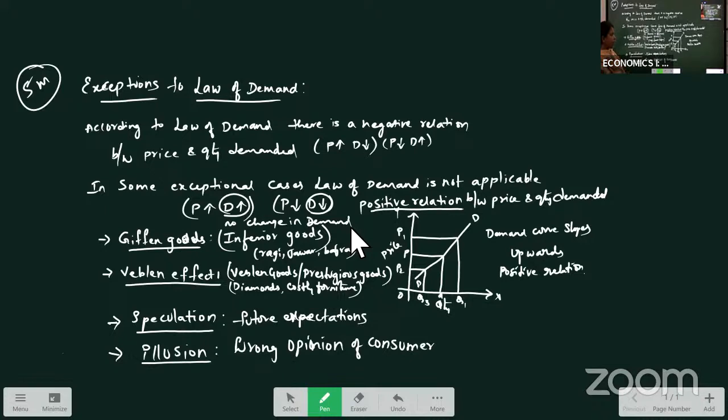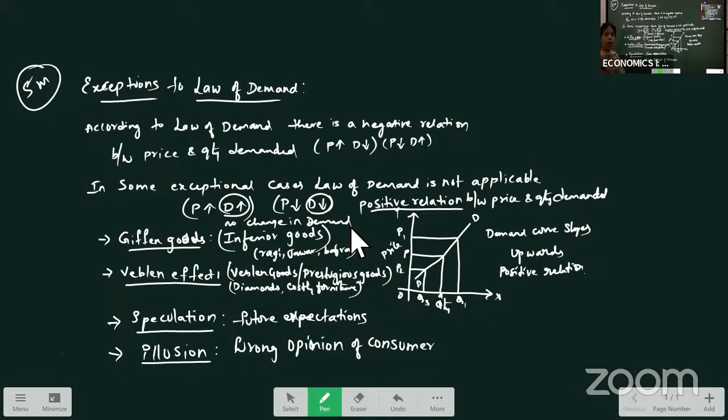Speculation. Speculation is our future expectations. As a consumer, we expect the prices to change in future. If we expect that the price will increase in future, then even though the price is high at present, we try to purchase more quantity because prices may increase further. And if prices are expected to decrease in the future, then even though the price is low now, we feel it may go lower still. That's why we demand less quantity at present. So that is speculation.